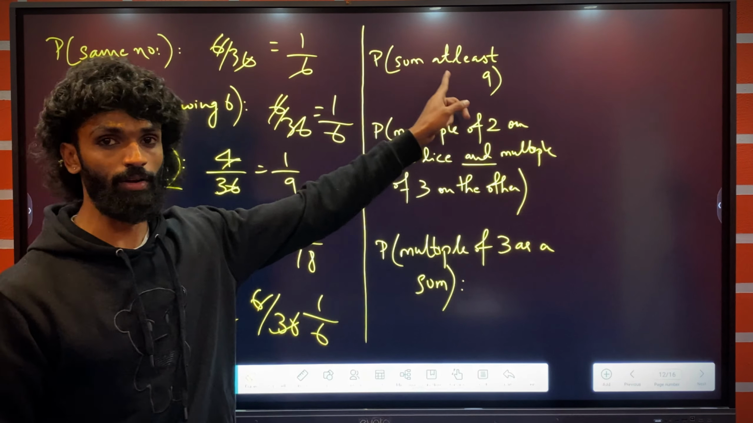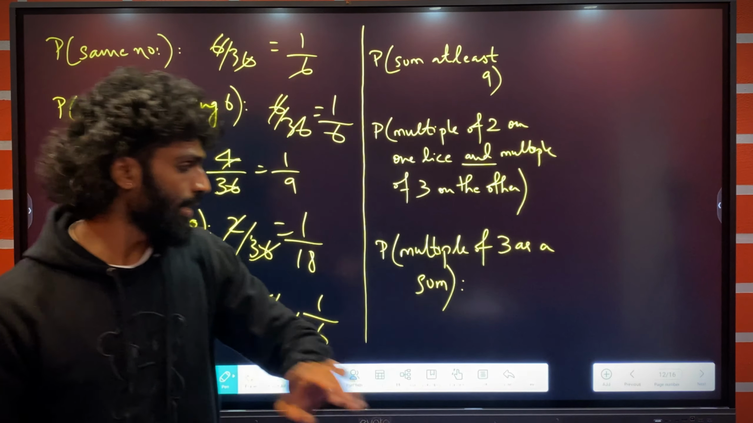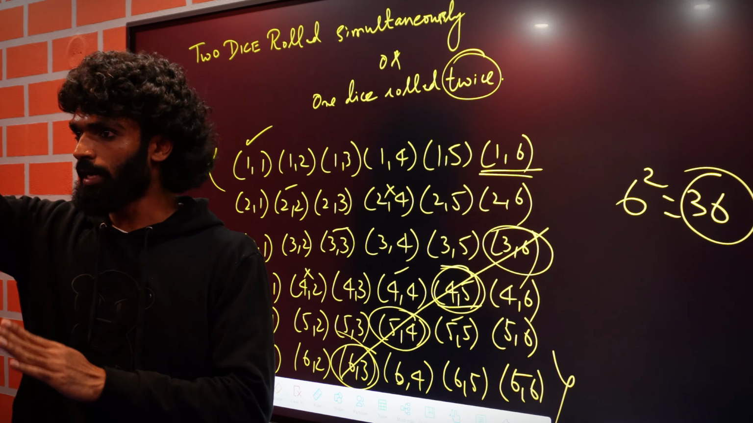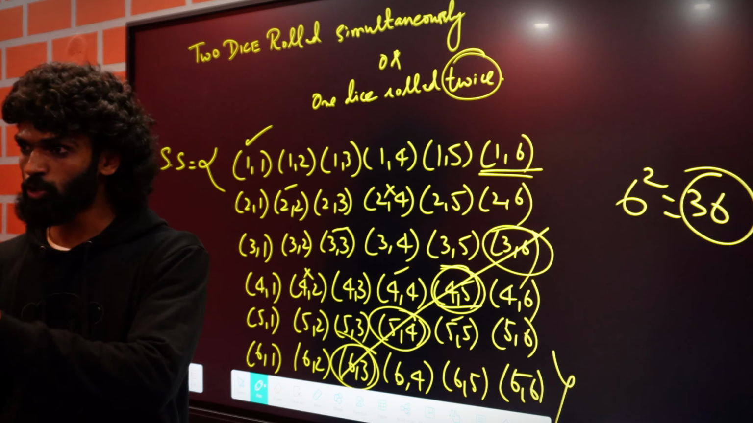Okay, now here careful. It's a very important concept here. Sum at least 9, minimum 9. Careful. Minimum 9 meaning maximum can go beyond 9. Maximum in this case is 12. How do I know? 6 plus 6 is 12. Minimum has to be 9.